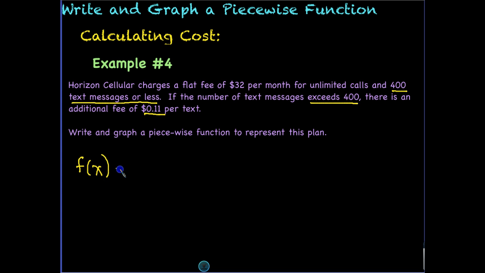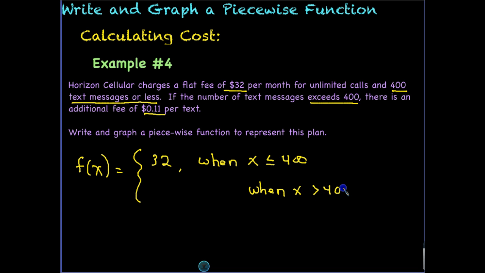So we want to write and graph a piecewise function to represent that. So we're going to have two parts to this. Our first part, we know we're going to be charged a flat fee of $32 when x is 400 or less, so less than or equal to 400. That's what it states in our problem. If we text 350 texts a month, we pay $32. If we text 400 texts a month, we pay $32.